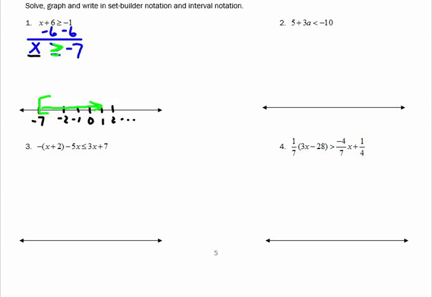So we have solved it and we have graphed it. Now let's talk about set builder notation. I'm going to abbreviate set builder notation as SBN. Set builder notation has to start off with the set marks. If you've never seen the set marks, they're like little birds is what I call them.